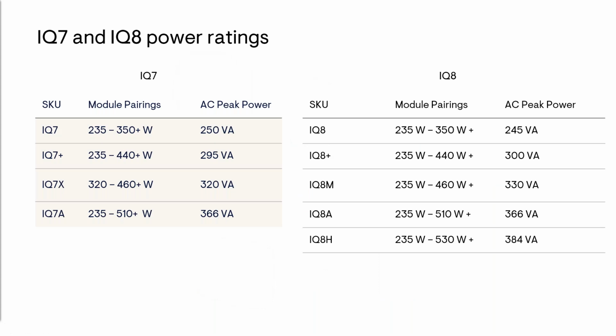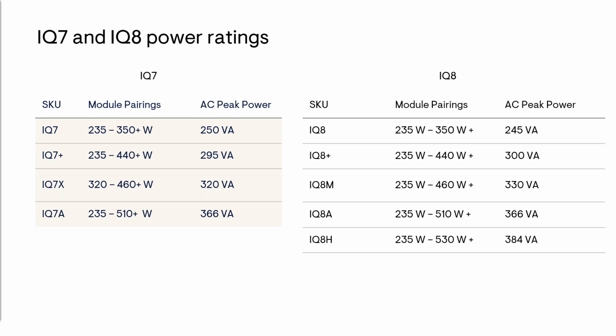The IQ8 is available in 5 different models covering a wide range of power. The IQ8 and IQ8 Plus have very similar power ratings to their IQ7 counterparts, the same number at a maximum in each branch circuit. So it's going to be easy to change plans from the IQ7 to the IQ8 if that's desired. We then have the IQ8M, IQ8A, and IQ8H with progressively higher power ratings.